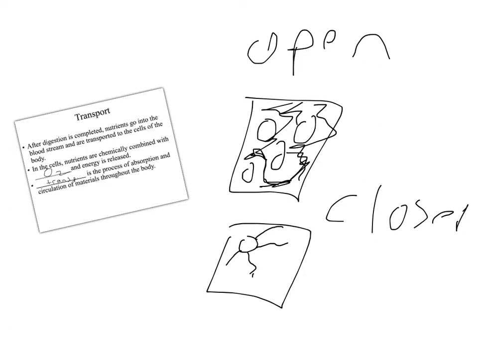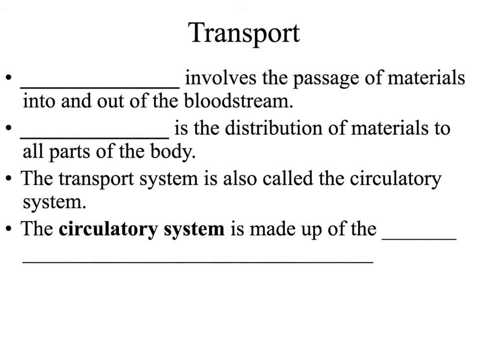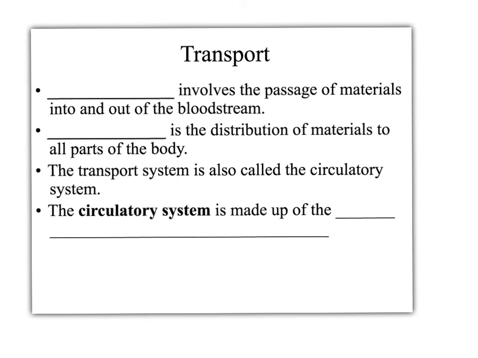A closed system, that's what you and I have. We have the organs, but all of the blood is always in something. It's in an organ, it's in a vein, or it's an artery, it's a capillary. It's not free floating. So those are basically the two ways we can have these types of systems. Absorption involves the passage of materials into and out of the bloodstream, where the circulation is actually distribution of that. And the transport system is also known as the circulatory system.